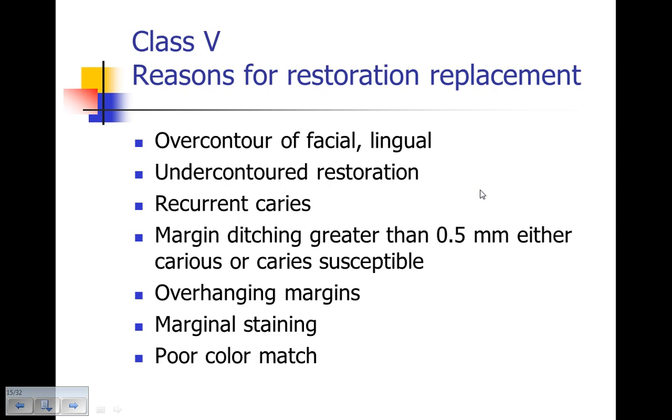So we're replacing restorations due to over-contour or under-contour, due to recurrent decay. If we see marginal ditching greater than 0.5 millimeter, it's either carious or caries susceptible. We're replacing restorations due to overhanging margins and for marginal staining. Poor color match, generally patient diagnosed, is another reason to replace a composite restoration in a Class V region.